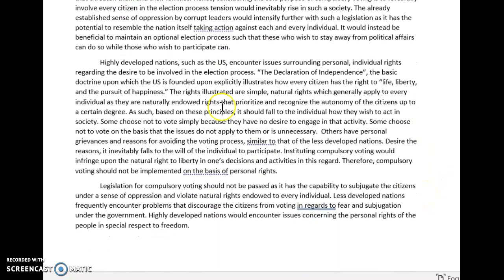The second paragraph does similar things. The claim says that there are issues surrounding individual personal rights when it comes to requiring voting. This child uses the Declaration of Independence, which is a text, to support that particular argument, that we are all given, in the United States specifically, and he does mention that in the claim, that we are all given natural rights, freedoms, and rights. And one of our rights is that we have the freedom to vote or not to vote. And that is our right to make that choice in a democratic nation.